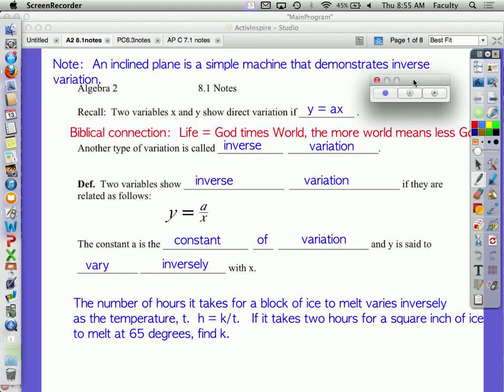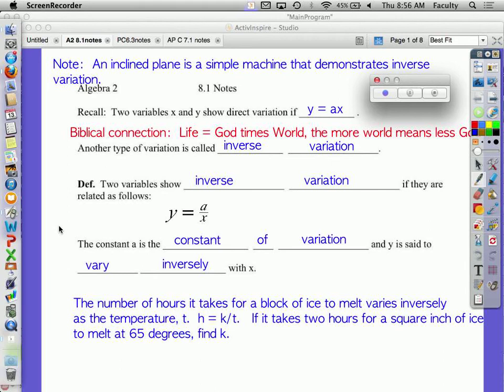So this is called inverse variation, and it says two variables show inverse variation if they are related as follows: y equals a over x. The constant a is called the constant of variation, and y is said to vary inversely with x. So you noticed in your homework that for problems 1 through 12, you were asked to practice direct variation to get that back in. I think it was from chapter 2. So we are going to combine inverse with direct variation.